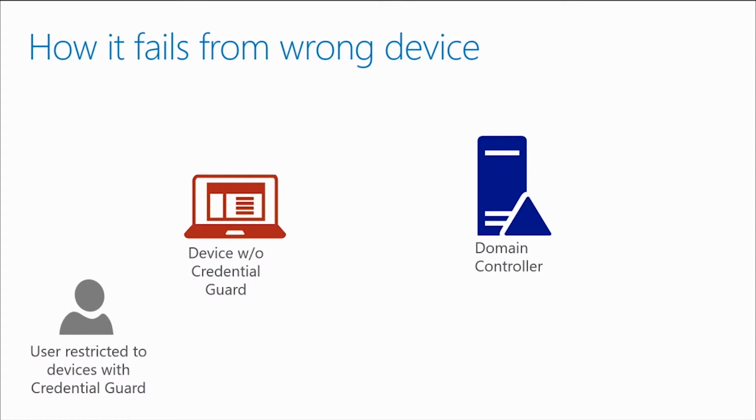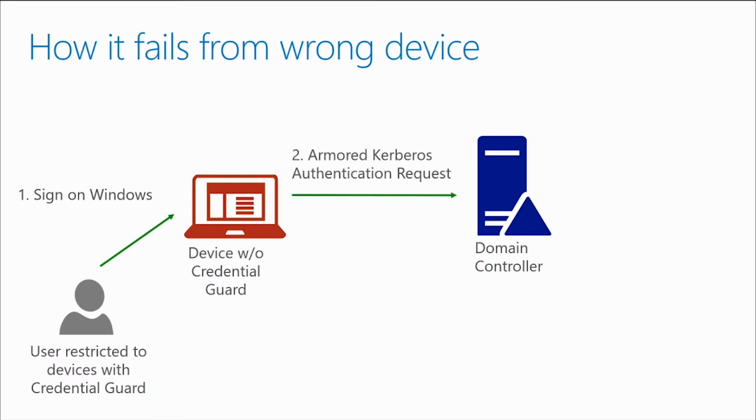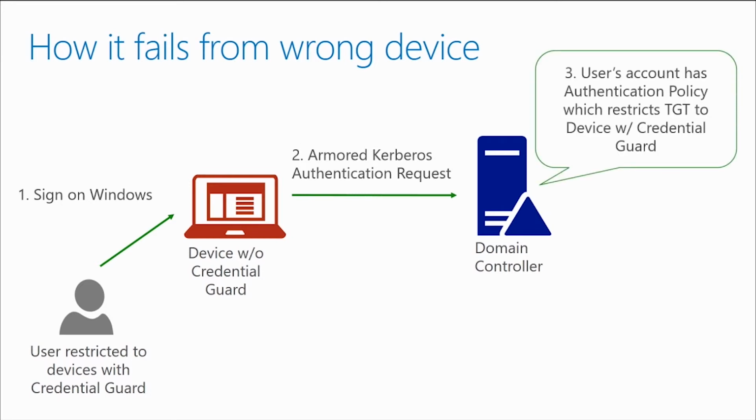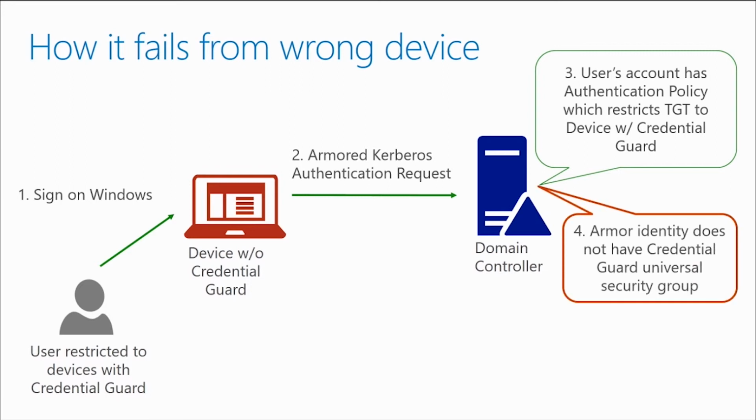Now, if this user decides to sign on to a different device, so let's say they've forgotten that this is a privileged account, they're not supposed to sign on. They go ahead and sign on to Windows on this device without Credential Guard. So remember, they potentially have the secret, like the username and password, but when you try the armored request to the domain controller, it says, okay, this user account can only sign on if it has Credential Guard on it. It looks at the Armor identity for the device and sees that the device does not have the Credential Guard Universal Security Group, and it fails the authentication.